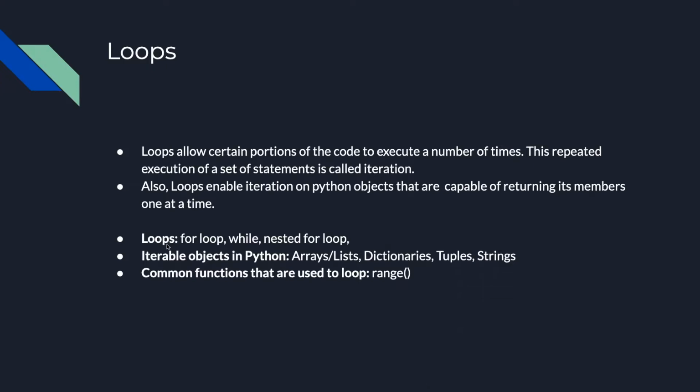So we have a couple different types of loops. There are for loops and while loops. And then, of course, we can nest loops. Like we've talked about in previous lectures, like with conditionals, you can nest loops as well. And then you can, of course, nest conditionals and such inside of loops as well. And as mentioned, iterable objects are objects that you can iterate over and return its members one at a time. Some iterable objects are arrays and lists, dictionaries, tuples, and strings. And then you can also create some of your own iterable objects as well.